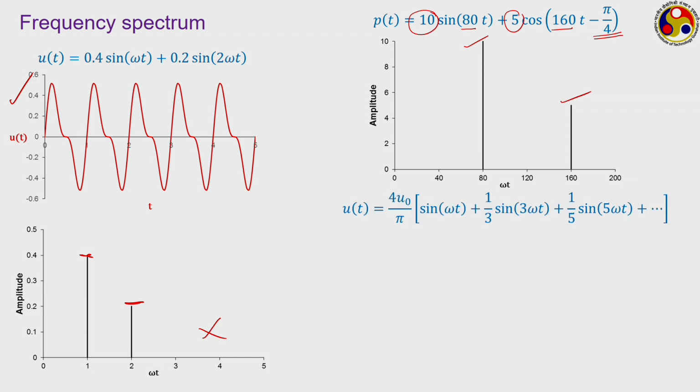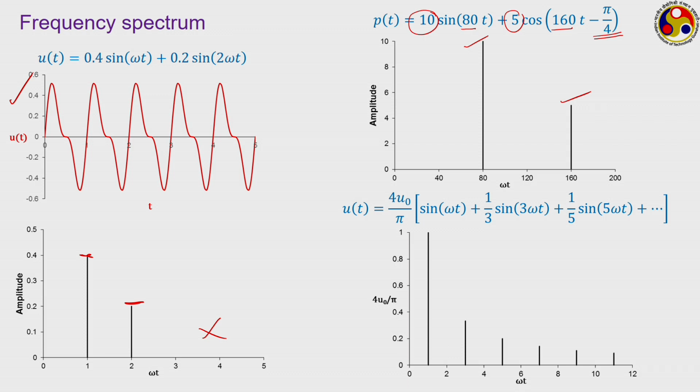What about this particular one, the square wave that we have just seen, where only the odd frequencies come in? If we plot this, corresponding to omega we have 4 u naught upon pi, then nothing for 2, for 3 we have one-third of that same value, nothing for 4, then for 5, nothing for 6, and this way we keep on continuing. So, frequency spectrum is an alternate way of representing such periodic signals.